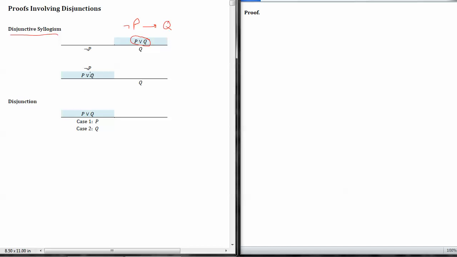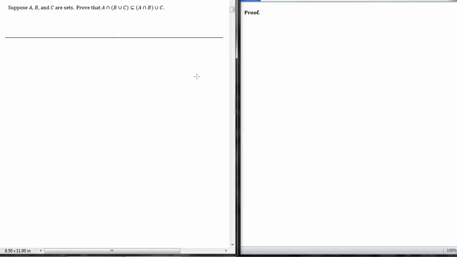After that, we are going to have a different statement of the form P or Q as a given. And we're also going to have not P as a given. And again, if you remember that P or Q is equivalent to not P implies Q, then that together with not P will give you Q by modus ponens. Okay, so that's the second form of disjunctive syllogism.